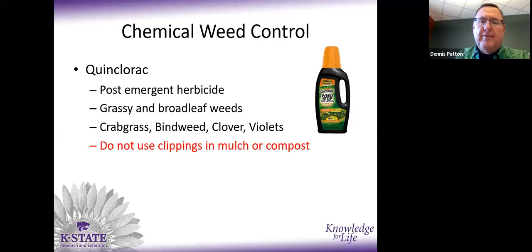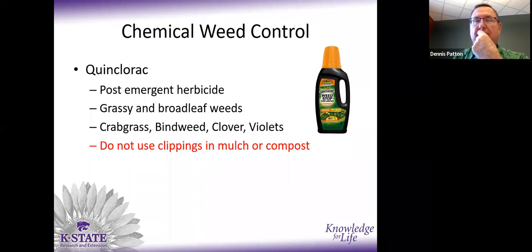So one that's relatively new on the homeowner market is this quinclorac. It's a post-emergent herbicide, but it will control a wide range of grassy and broadleaf weeds, which makes it unique. So pretty much all the chemicals we've looked at now, except Roundup, either control grassy weeds or they control broadleaf weeds. But very few of them control both grassy and broadleaf weeds that have emerged. And so you're starting to see this product come into the homeowner market.